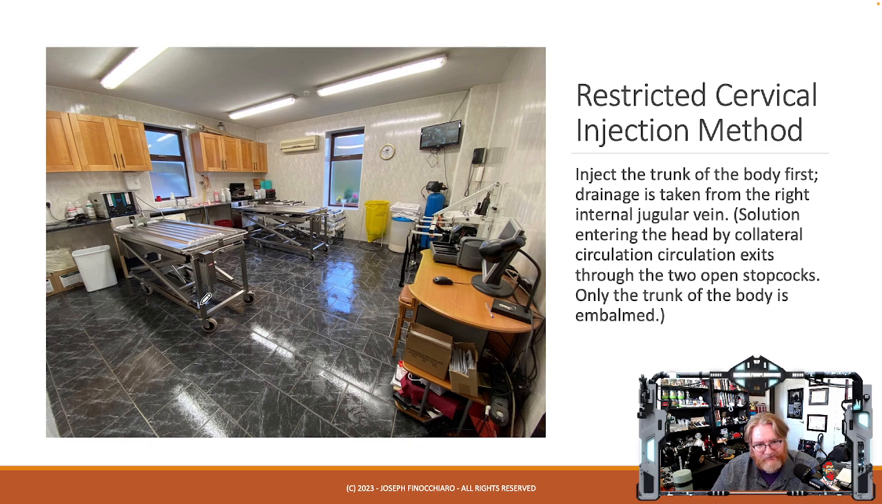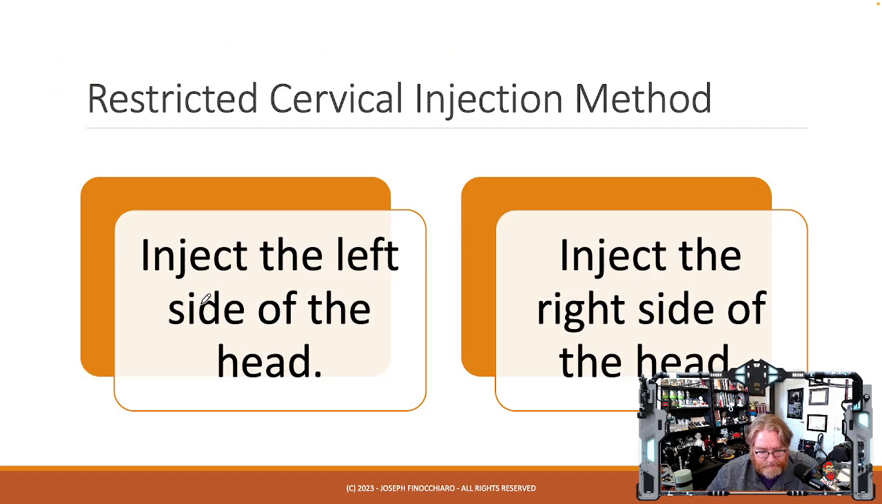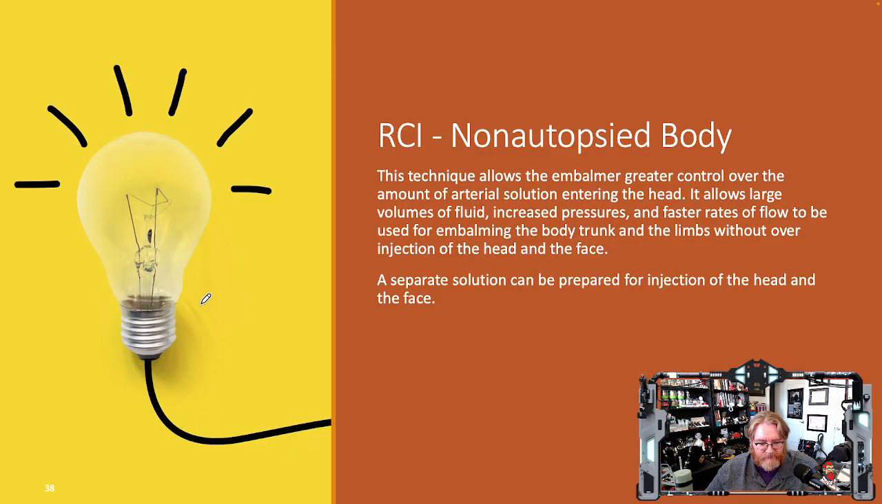You have to pay attention because there may be a blockage. You could encounter swelling in the face. Inject the left side of the head, right side of the head. So after you're done with the body, assuming that the body is adequately preserved, now you focus on the head, least visible to most visible. The technique allows the embalmer great control over the amount of arterial solution entering the head. It's going to say that a lot. It allows large volumes of fluid, increased pressures, faster rates of flow to be used for embalming the body, trunk, and limbs without over-injection of the head.